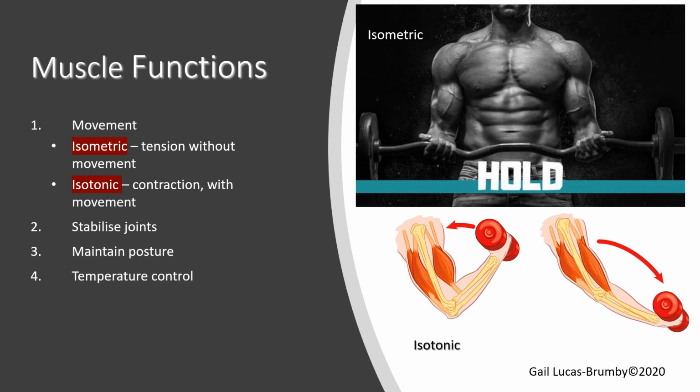The other function is to stabilize the joints, and all the muscles stabilize the joints. We have rotator cuff muscles that stabilize the shoulder. The knee can be quite an unstable joint, but we've got at least 9 muscles attaching in and around the knee, as well as those ligaments to keep the knee stable. So all joints need to be stabilized with muscles.